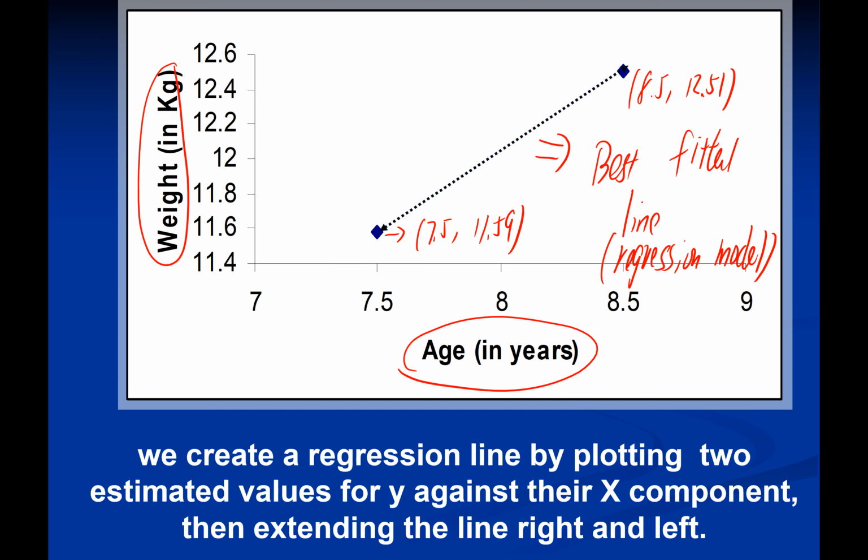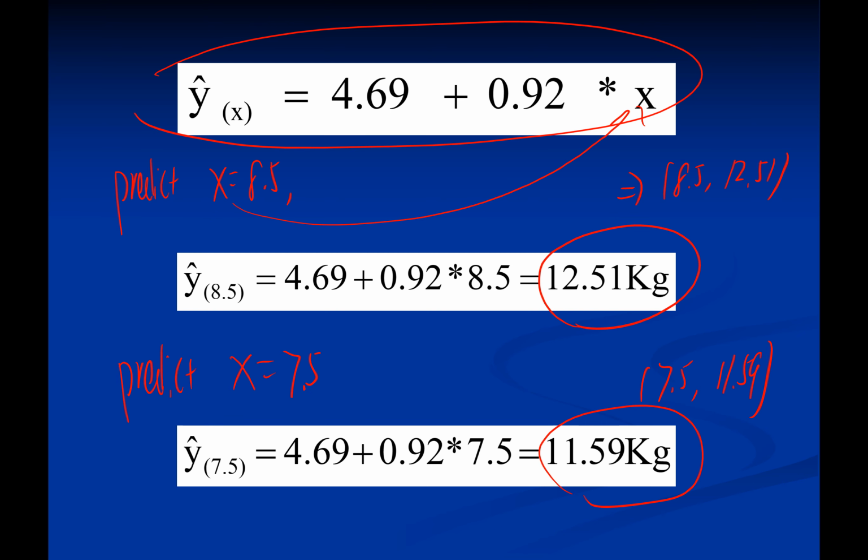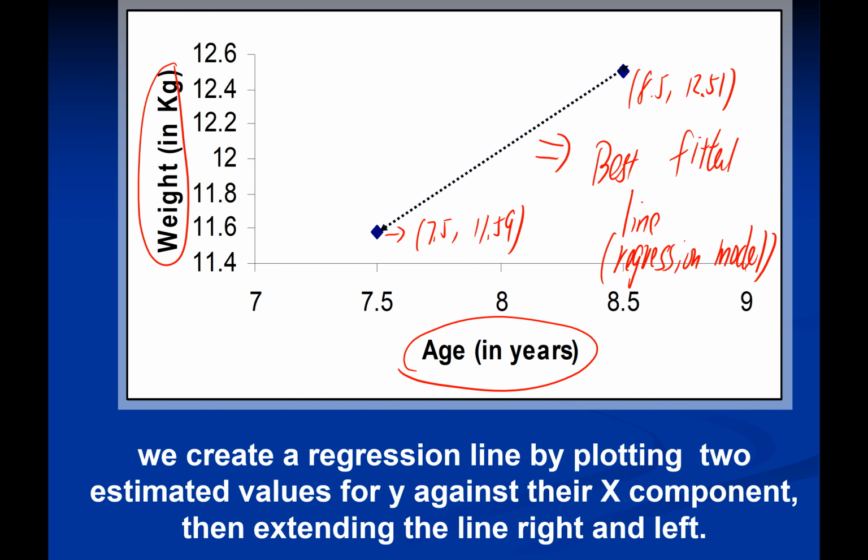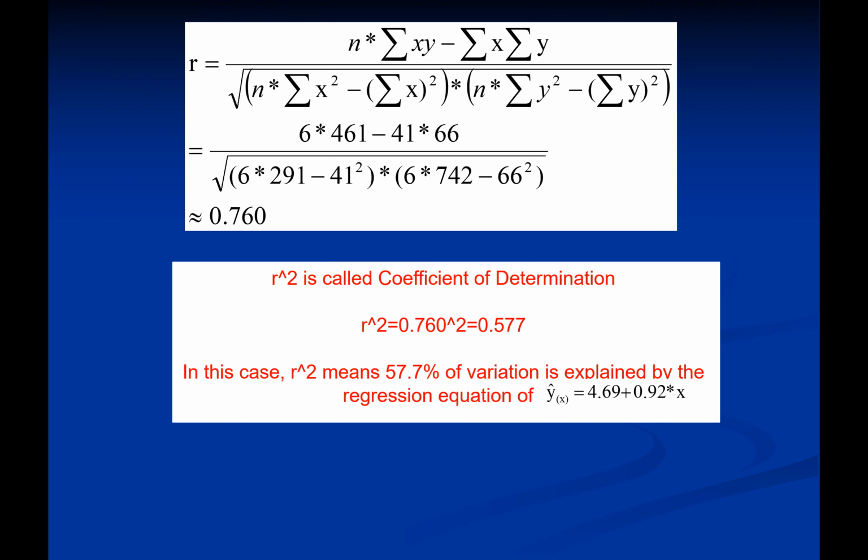Once you have a regression equation, you can create as many ordered pairs as you want and plot the regression equation on a Cartesian system. Create a regression line by applying two estimated values for y against the x component and extend the line right and left. And again, we calculate R, which is 0.760. R squared is called the coefficient of determination, a very important term. It measures the effectiveness of the model.